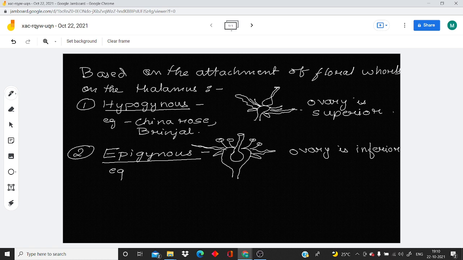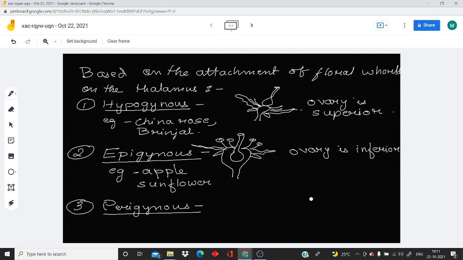And here the examples can be taken of apple, also sunflower plant. They have inferior ovaries. Then there is a third category which is called perigynous. And what happens in perigynous? All the whorls are present on the same level as the ovary. All should be present at the same level.